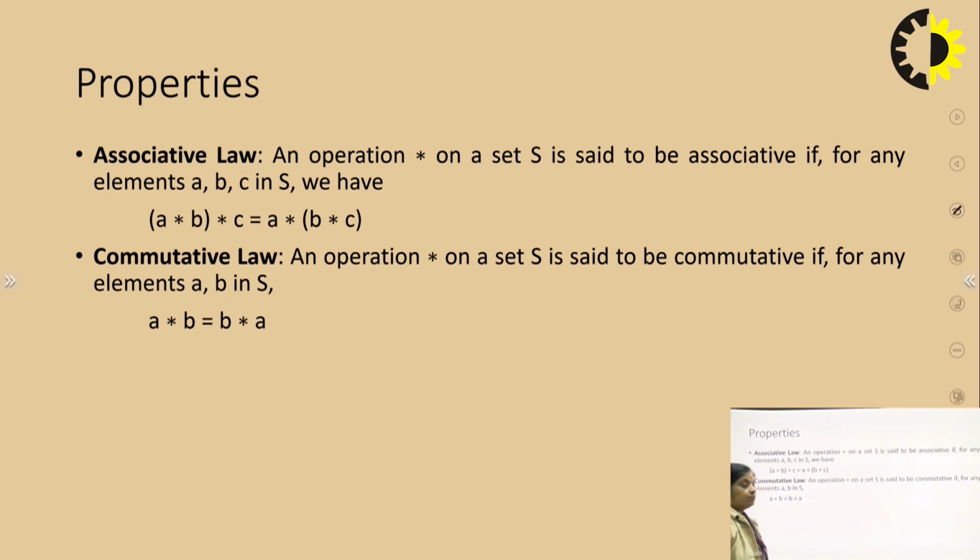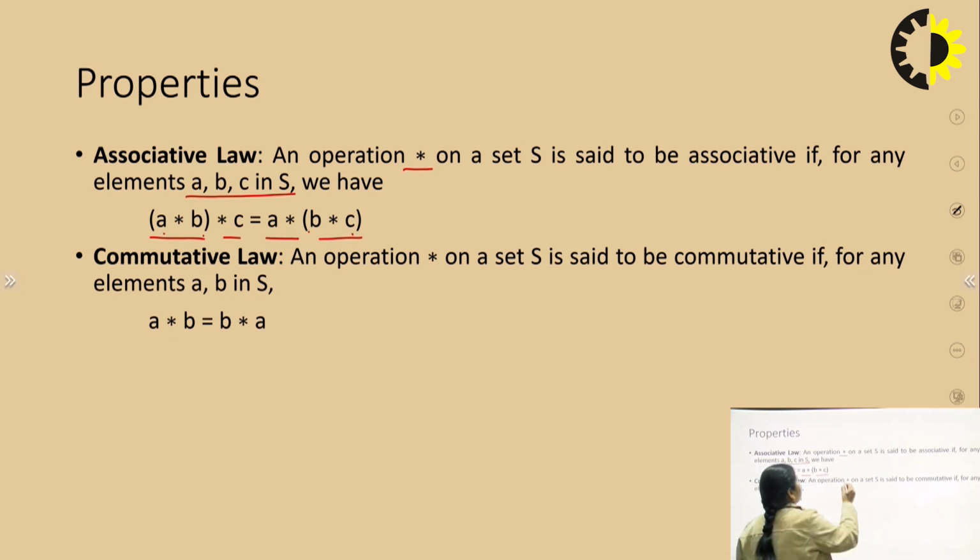First one is associative law. An operation star on a set S is said to be associative if for any a, b, c from the set we have (a star b) star c is equal to a star (b star c). It means we apply the operation on a and b first, then the result is done with c, or if we do it with b and c first and then do the result with a, we'll get the same answer.